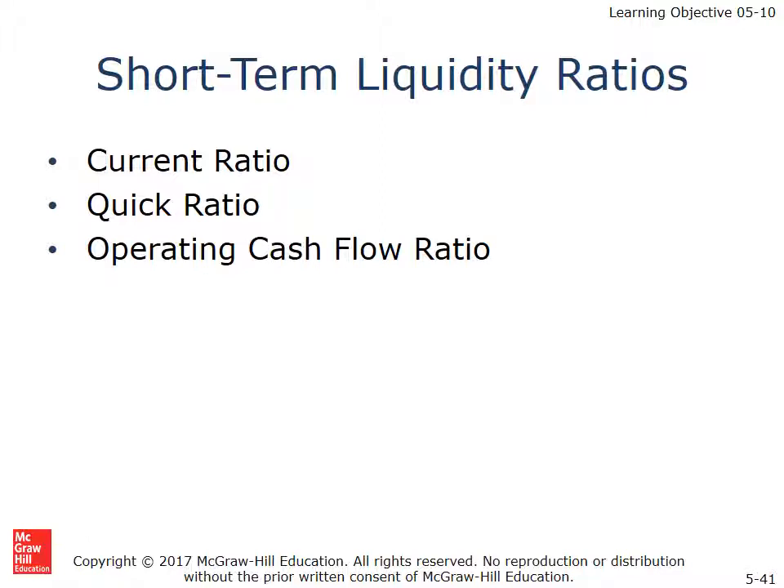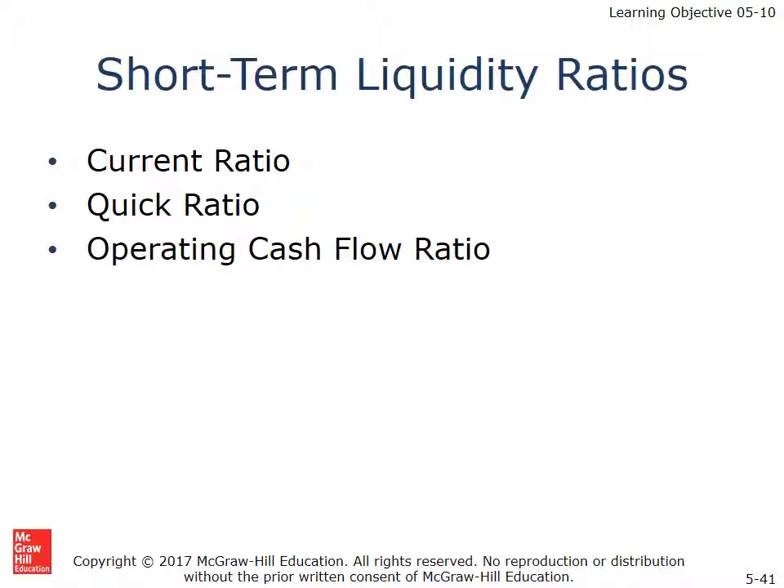If your answer is 1, the answer is yes. But like in our computation here, it's 53, meaning they would have 53 cents in liquid assets to pay $1 of current liabilities. I'm not judging them. I'm just telling you what they mean.